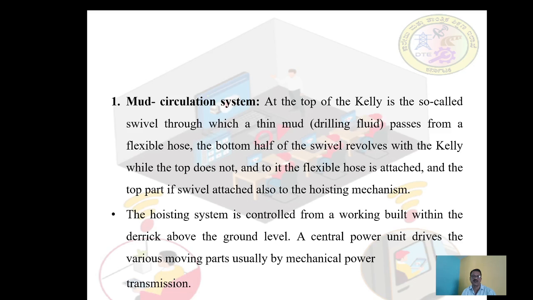And the fourth is the mud circulation system. At the top of the Kelly is a so-called swivel, through which a thin mud drilling fluid passes from the flexible hose. The bottom half of the swivel revolves with the Kelly, while the top does not, and to it the flexible hose is attached. The top part of the swivel is attached to the hoisting mechanism.